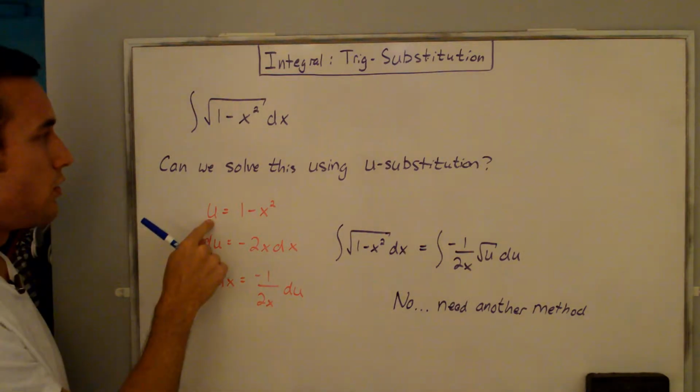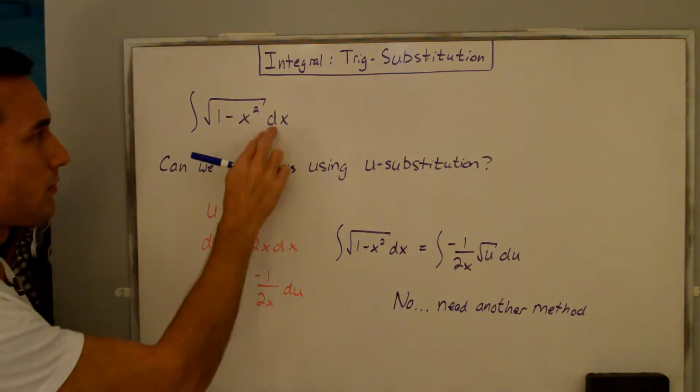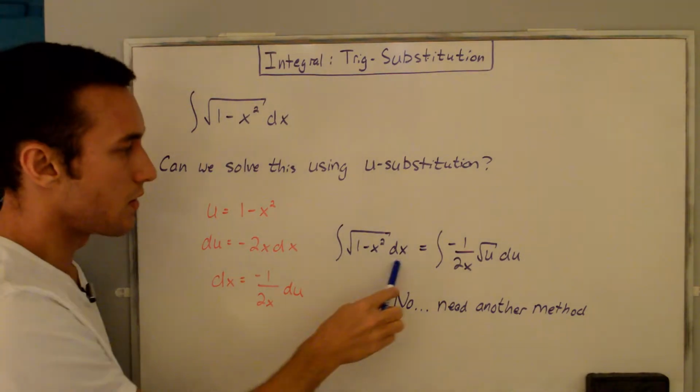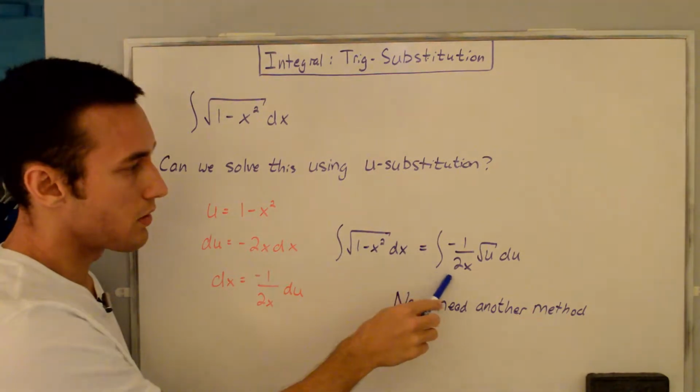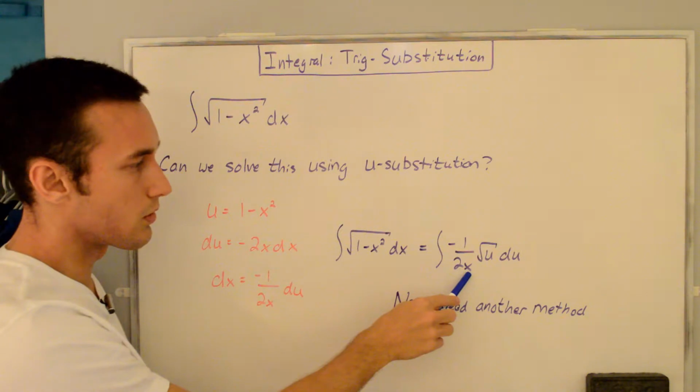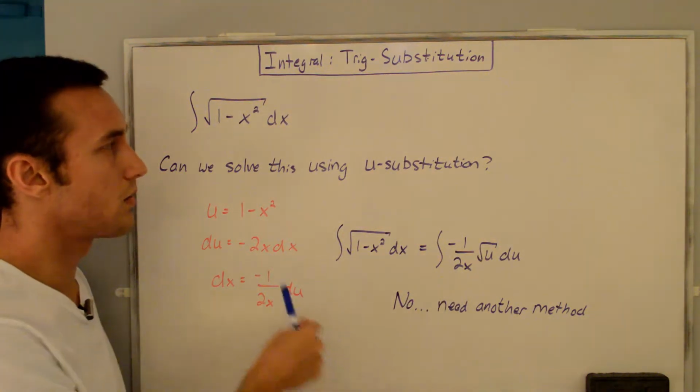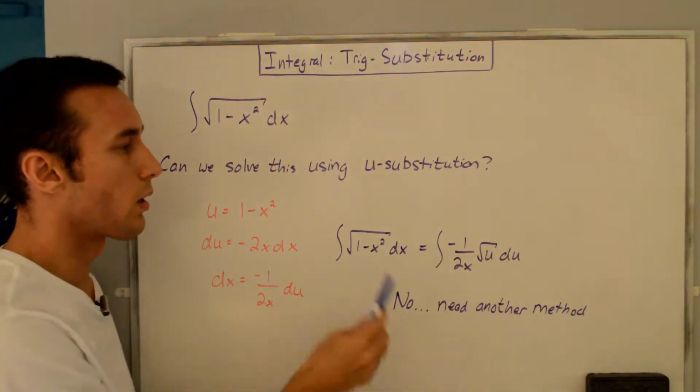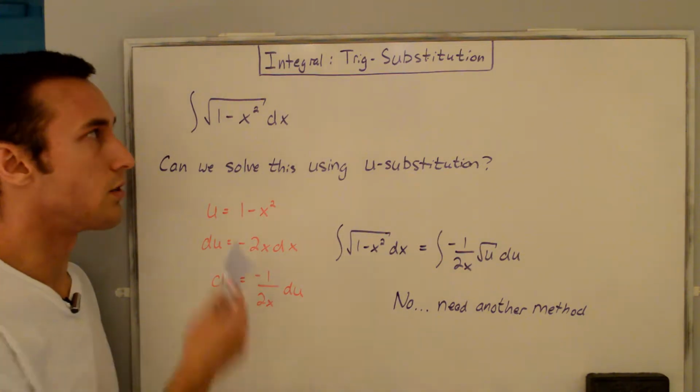And if we plug the u in for here, and then we plug this expression in for dx here, we can rearrange this integral like this, but you can see that there's still an x in the integral, so it's a mix of x and u's, and so the answer is no, we can't use u substitution for this. We're going to need another method, and that other method is trig substitution.